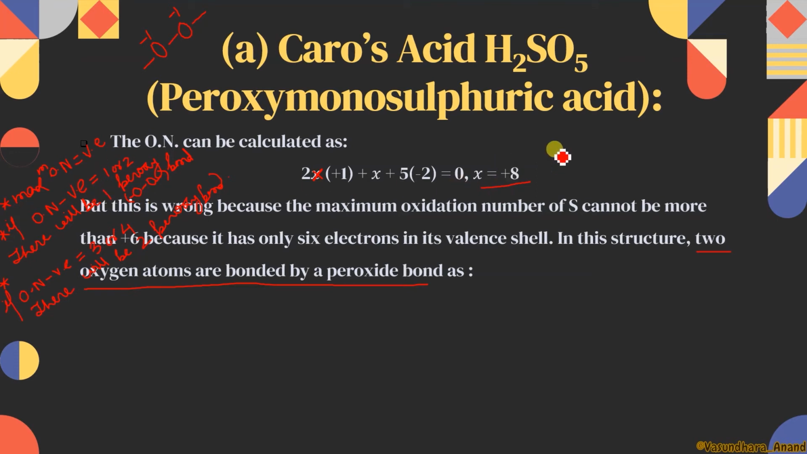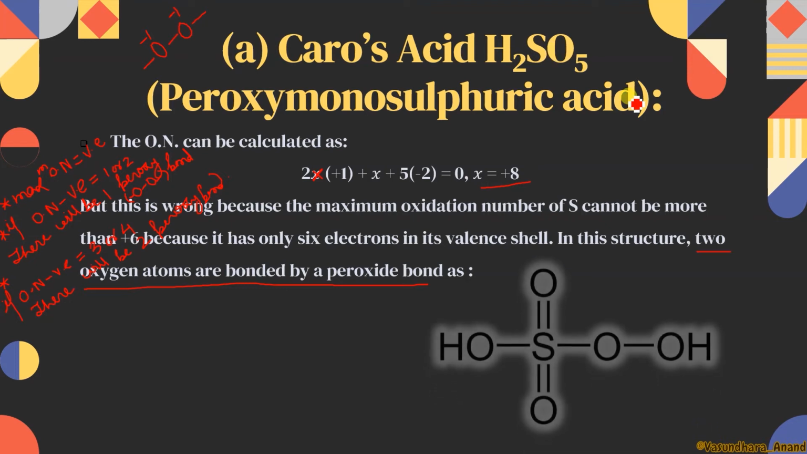So what is the oxidation number? You are getting 8, and the valence electron of sulfur is 6. So 8 minus 6, we are getting 2. So if it is 1 or 2, there will be 1 peroxide bond, and 1 peroxide bond means 2 oxygen are going to be involved in that. Clear? So out of 5 oxygen, 2 oxygen will have -1 and the other 3 oxygen will have -2 oxidation state. So do it that way.